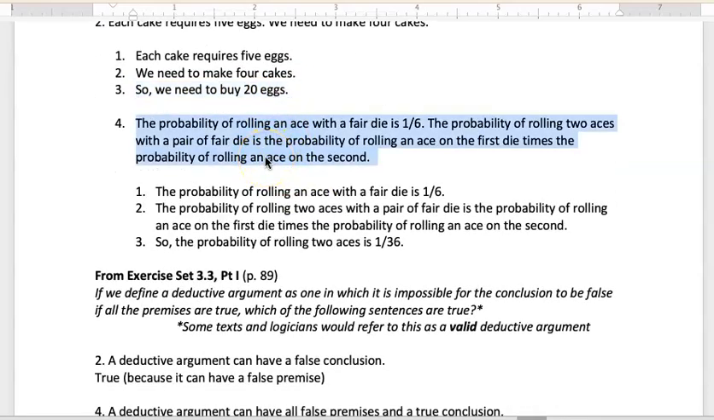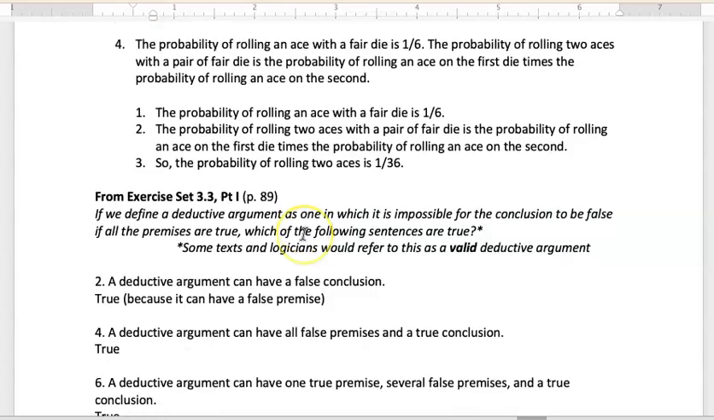Same here. It's pretty straightforward. Premise 1, the probability of rolling an ace with a fair die is 1/6. The probability of rolling 2 aces with a fair die is the probability of rolling an ace on the first die times the probability of rolling an ace on the second. And so the conclusion from that is, the probability of rolling 2 aces is 1/36. If you have trouble with the math here, don't let that intimidate you. Remember, the answers are in the back of the book.